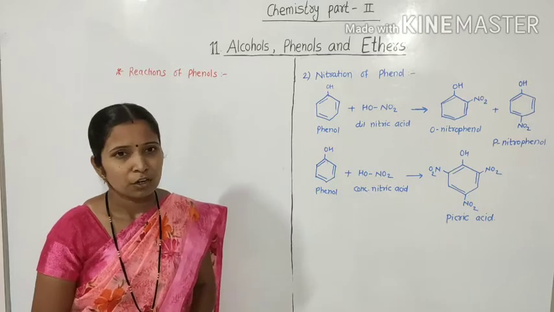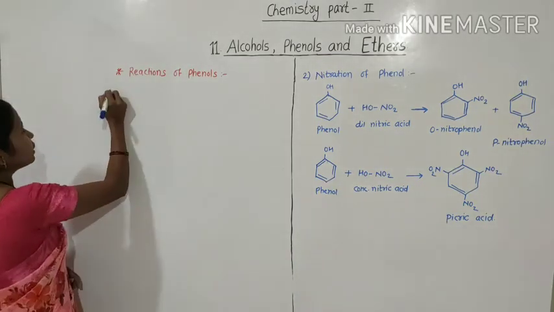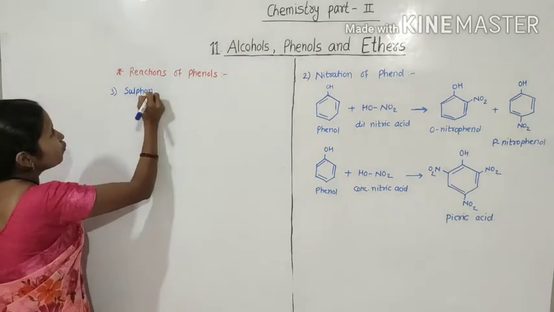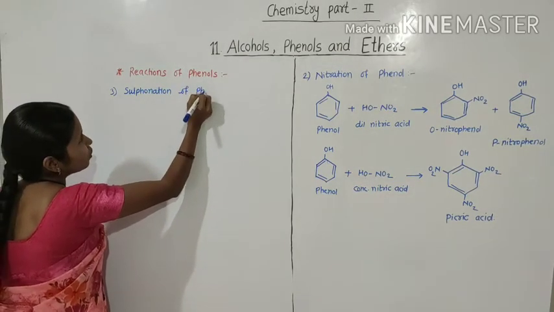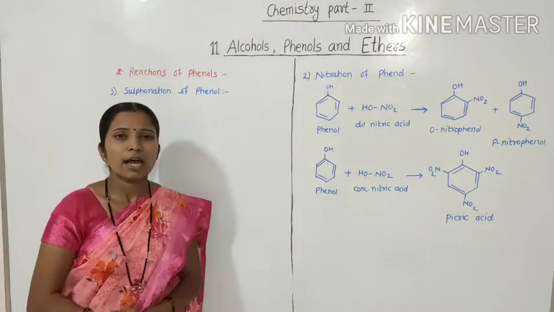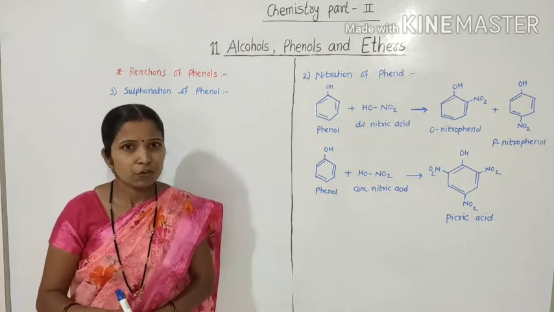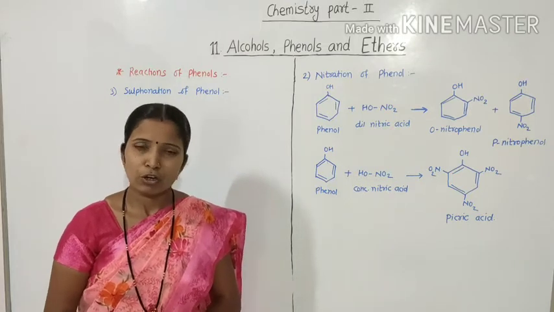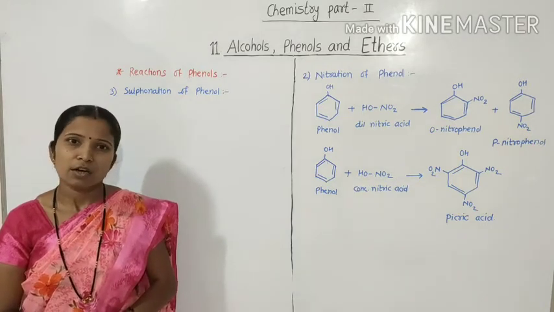Then our third reaction of phenol is sulfonation of phenol. In this, phenol reacts with sulfuric acid. Phenol reacts with sulfuric acid at room temperature to give orthophenol sulfonic acid and paraphenol sulfonic acid.